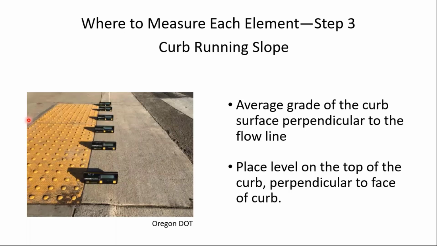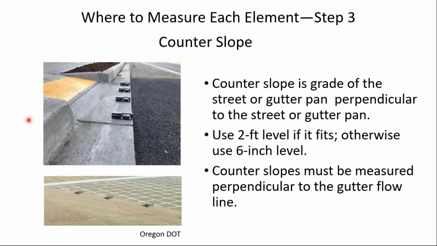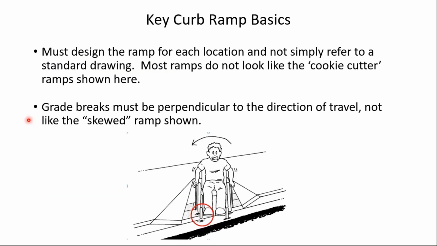Step 3 would be to measure the curb running slope, as we talked about before. And then also part of step 3 is to measure the counter slope. So those are the 3 types of sidewalk to street transitions. We have 2 types of curb ramps, plus the combination ramp, and also the blended transitions. So in the remaining time, what I'd like to do is talk about some other elements of curb ramps and also what I call some key curb ramp basics.